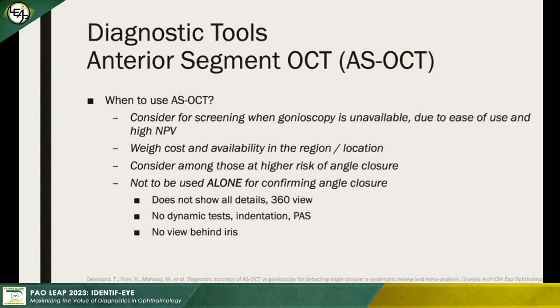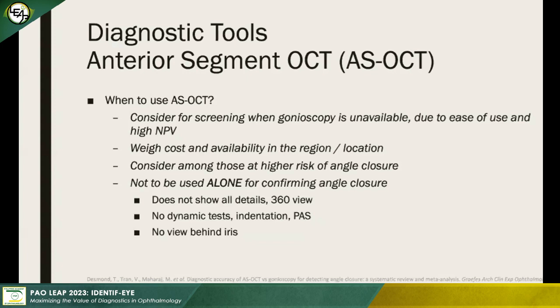Therefore, when would it be best to use an OCT? Consider anterior segment OCT for screening when gonioscopy is unavailable because it's relatively easy to use, can be taught to technicians, and has a high negative predictive value. Of course, this will all depend on weighing the cost and availability of the machine in the specific region or location. You should also consider the population. Will the population benefit? Is this a high-risk population? But it should not be used alone for confirming angle closure.